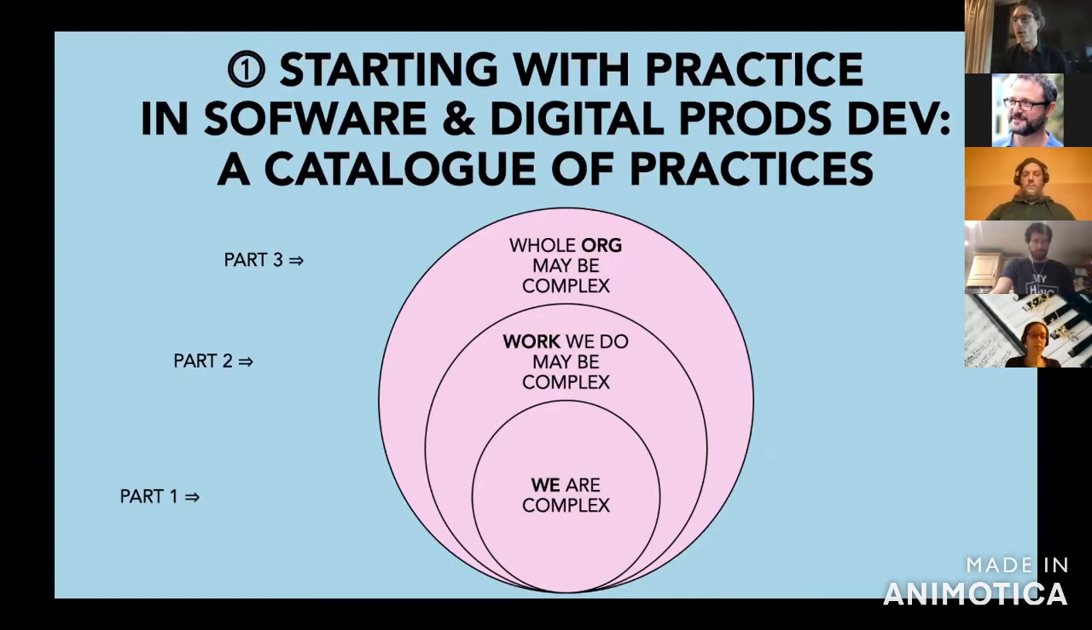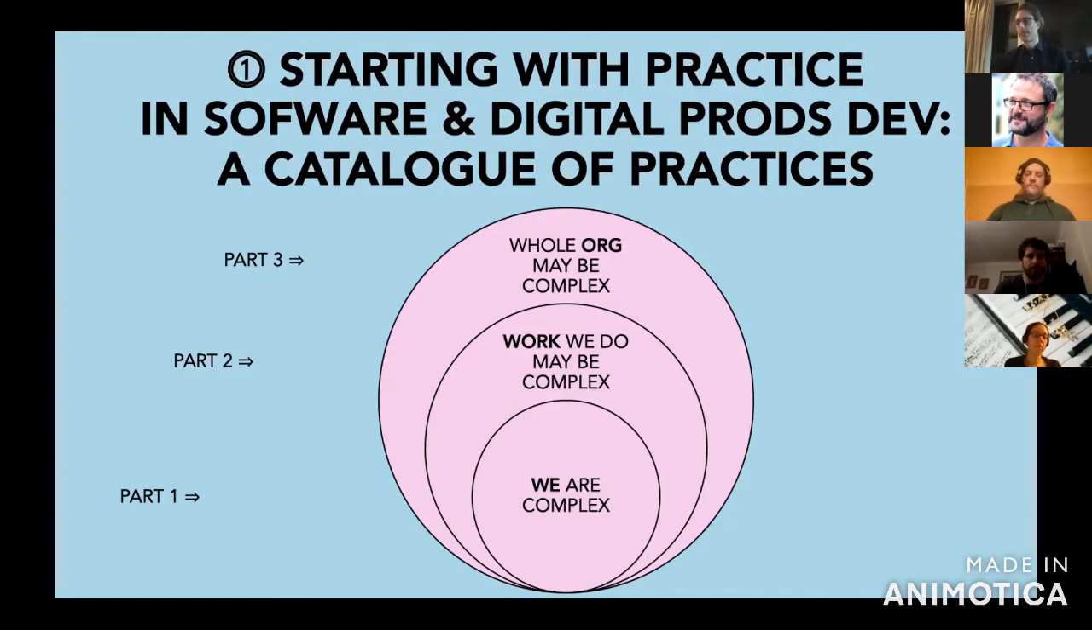One is that we are complex, we as individuals and teams, and this is where self-organization and practical application of self-organization may help. The second part is around the idea that the work that we do may be complex. And here we have practices that enable us to estimate the degree of complexity, but also to adapt our approach to fit a specific degree of complexity. Think about sensing complexity. And then there is another space of application, around the idea that the whole organization may be complex.